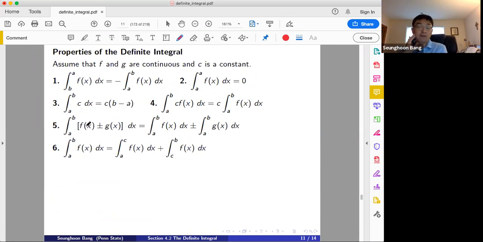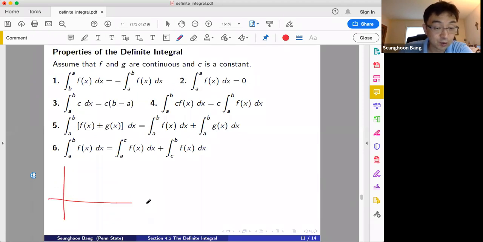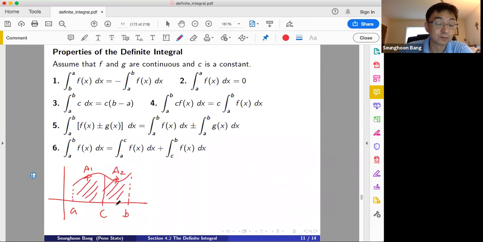The integral from a to b of f of x dx is the integral from a to c of f of x dx plus the integral from c to b of f of x dx. So why is this true? Let me see. I'm going to use this idea. With b, it's like a c here. This area I can write as A1, and this area is like A2.